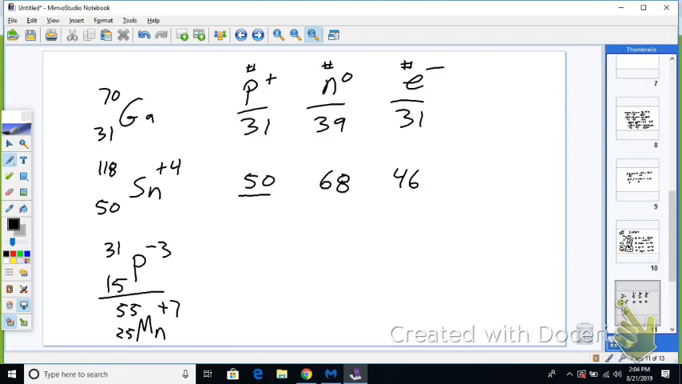Okay, so this first one, what do we have? 15, 16, and we have to add 3 electrons, so that'd be 18. Next one would be 25. We subtract 25 from 55, we get 30. And then the plus 7 means that we have 7 less than 25, because we got 7 more protons. So that would be 18.